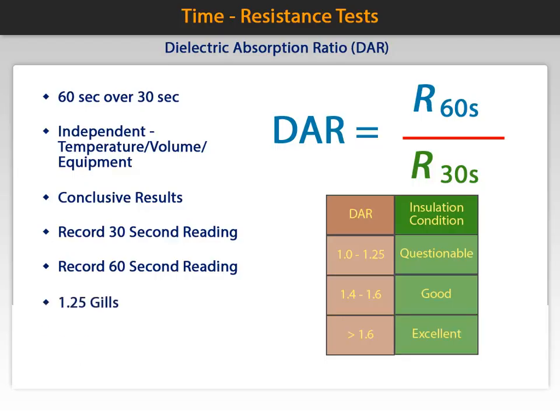The term Gill has been coined and named after Paul Gill, the author of the book entitled Electrical Maintenance and Testing, and used as a gauge to evaluate the condition of the insulation. A reading below 1.25 gills is cause for further investigation.